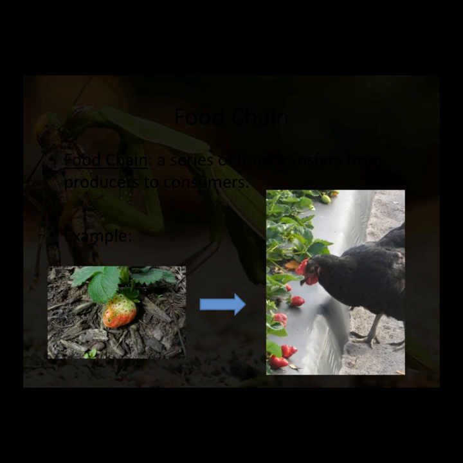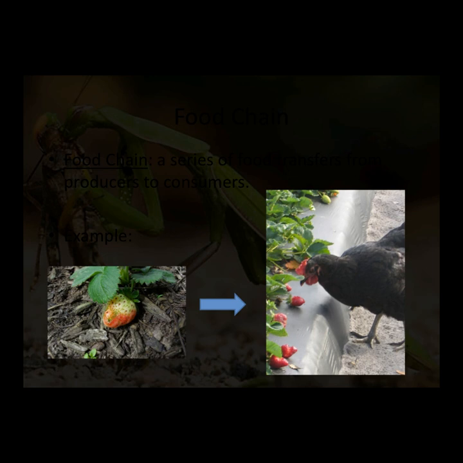Now that we understand what a producer and a consumer are, we are able to discuss a food chain. A food chain is a series of food transfers from producers to consumers. As shown by the example on the slide, food chains are basically illustrating what a consumer eats. A food chain could have two steps, like the example, where the chicken eats a strawberry, or you could also extend it and have a fox eating a chicken who eats a strawberry.